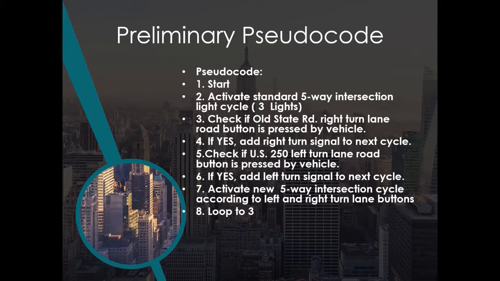So as you can see here, this was our preliminary pseudocode. We had two buttons, one to turn on each of the two turn signals that we had implemented. And so this would rely on an if-else system. And so if, say, the right turn lane button for Old State Road was triggered, we would add a right turn signal to the next cycle of the lights.